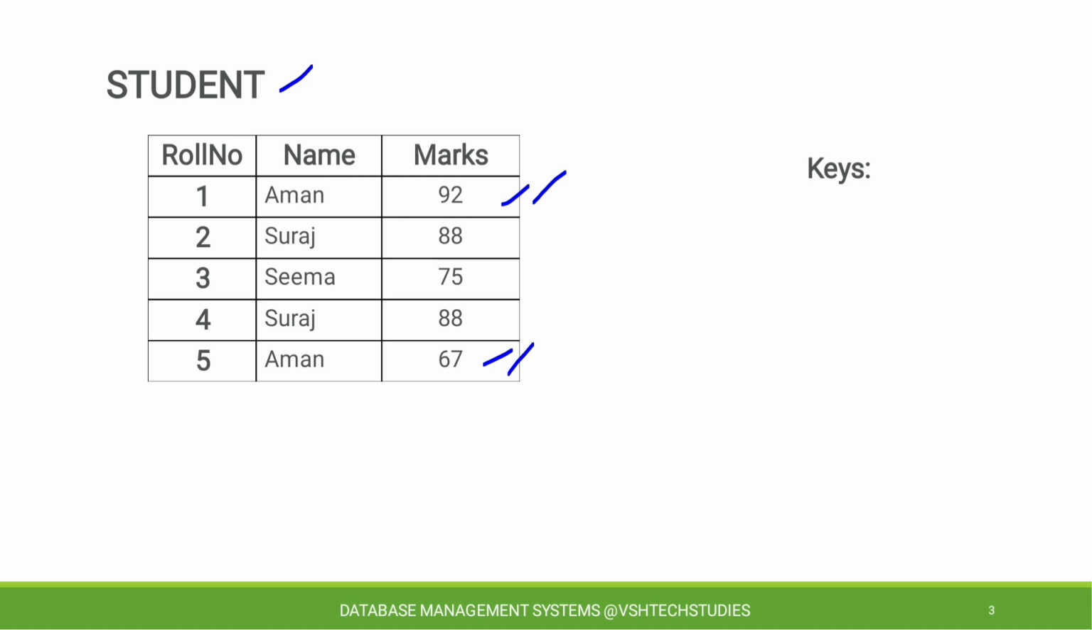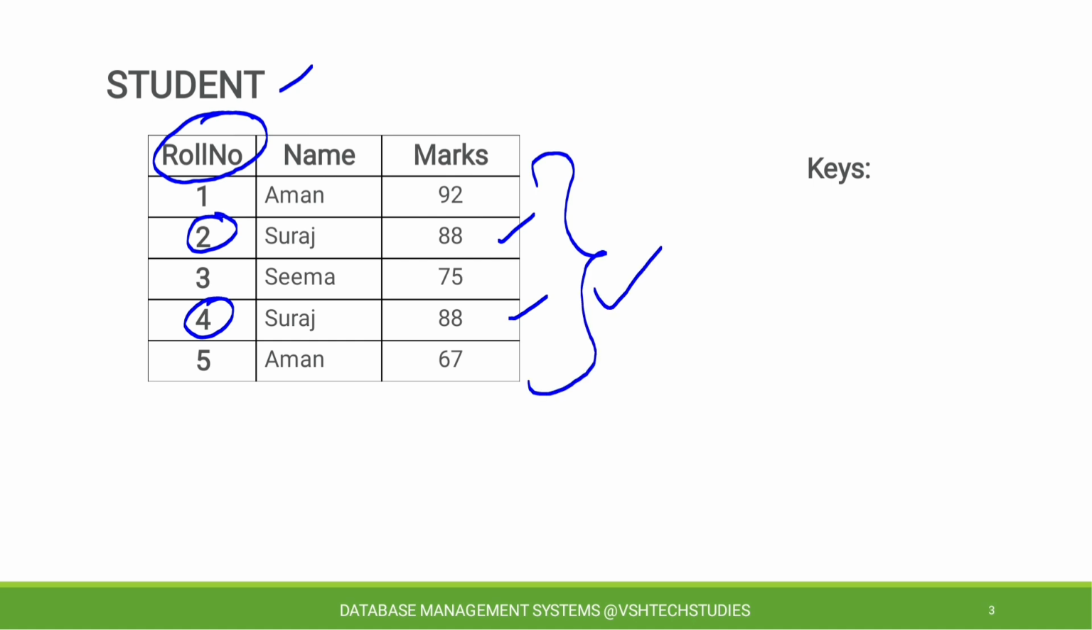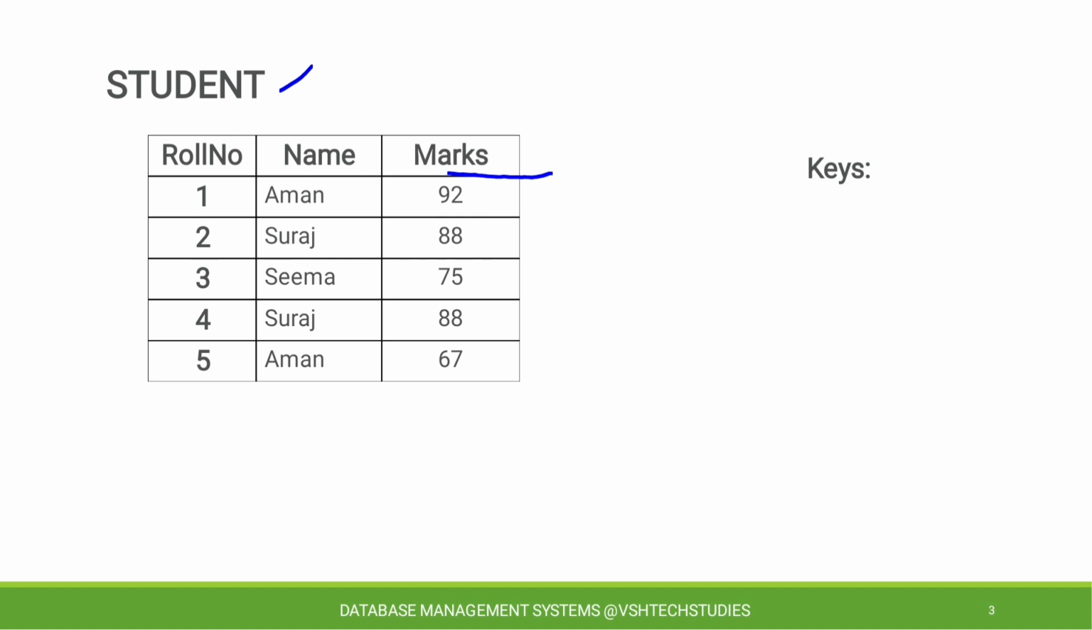But if you see here in these two rows, the name is Suraj only and the marks are also 88 only. In these two rows, we are not able to identify any row uniquely with just name attribute value and marks attribute value. But identify a row with roll number 4 means that is this row only. So identify a row with roll number 2 means that is this row only. So with roll number attribute value in this table, any row can be identified uniquely because in each row one student details will be stored.